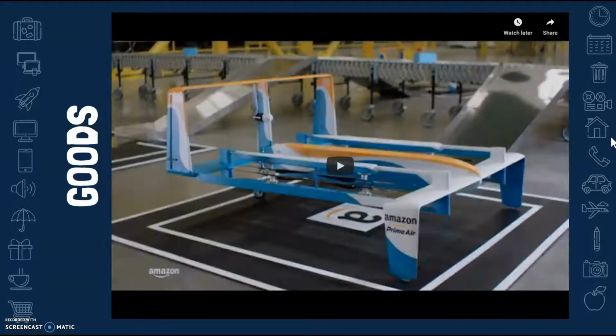I just thought that'd be a fun way to introduce this idea of goods and how they get distributed to the consumer. I'm wondering, because we now have an Amazon facility here, if that would happen here.